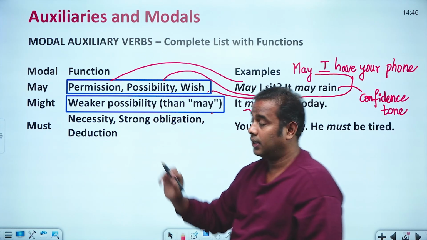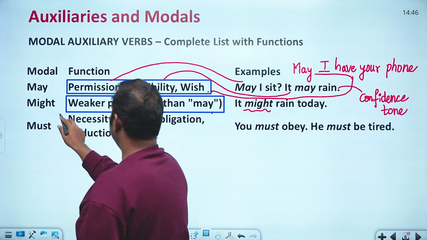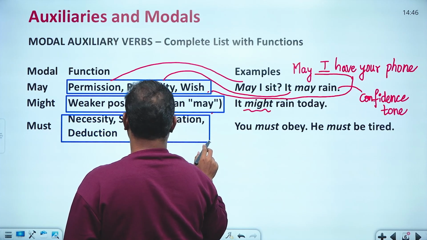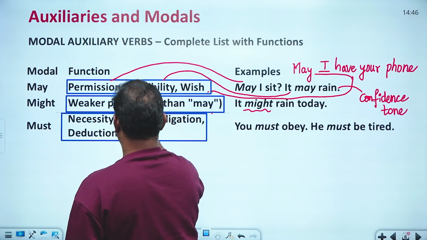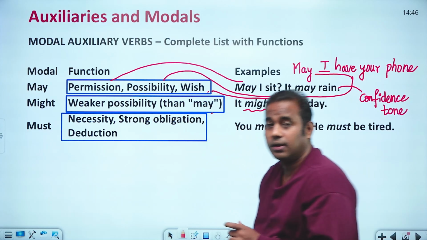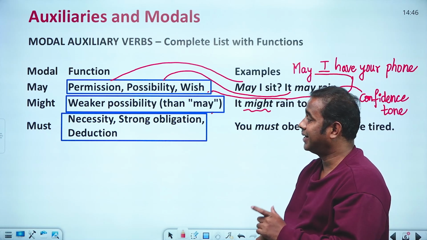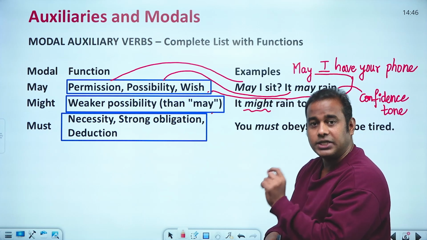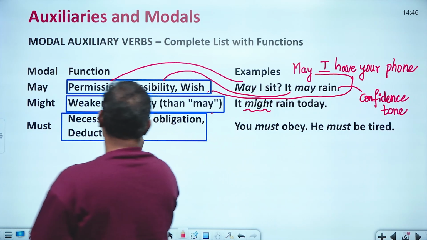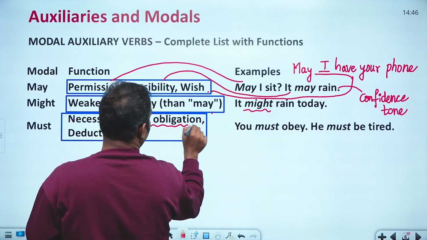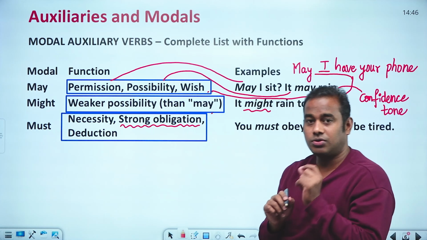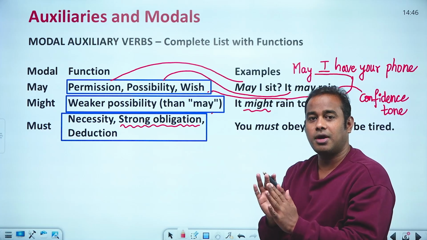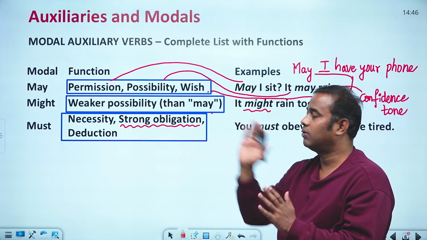Then, apart from that, you have here must. The must is basically used for necessity, strong obligation, and deduction. Instead of necessity and deduction, you can remember it like this: it's a strong obligation. Must means strong obligation, compulsory, you have to do it. There is no other option for you. In such cases, we'll use must.